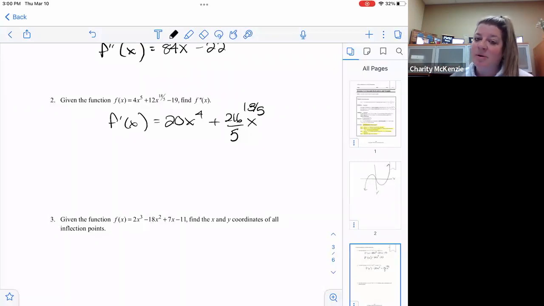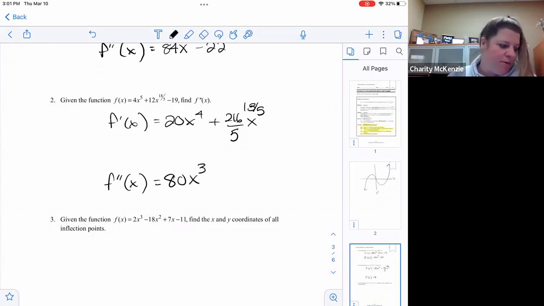And that's our exponent, 13/5, or you could use 2.6. That's absolutely fine. Then the 19 drops off. So we go to do that second derivative, and 4 times 20 is 80x to the 3rd. Oops, somehow I missed my 0. 80x to the 3rd.